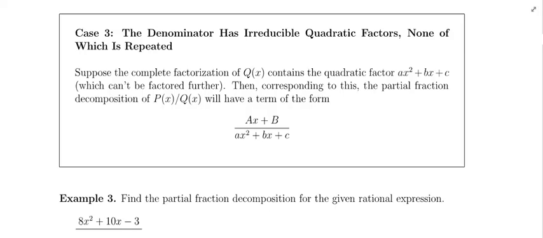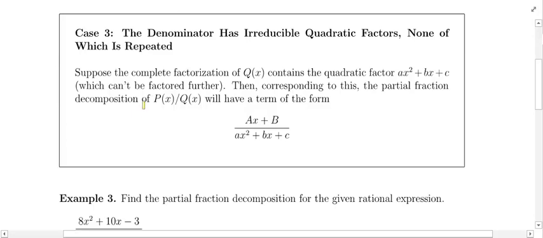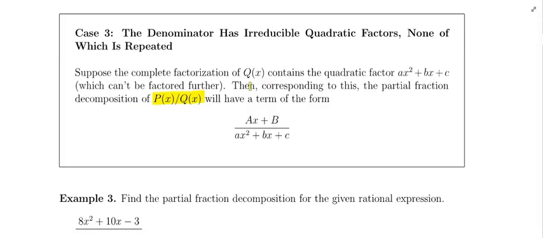In case 3, the denominator has irreducible quadratic factors, none of which is repeated. So you're starting out with some single fraction that's p of x over q of x. So q of x is the denominator here. You need to look at its factorization. When you factor the denominator, you may have a quadratic factor.